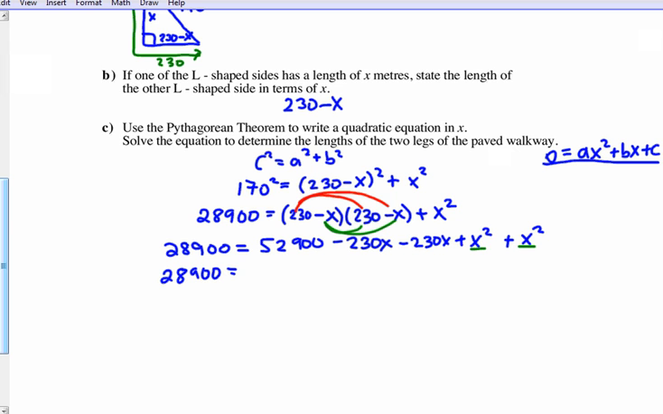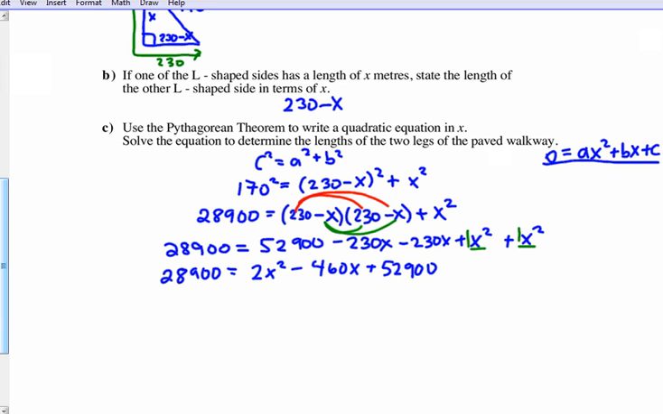Because the coefficient is 1, right? So when we add them, we leave the same variable. If we multiply, it becomes x to the 4. But we're adding. You're thinking multiply. So 2x squared, negative 230 plus negative 230, negative 460x. And then we have a positive 52,900. There you go.